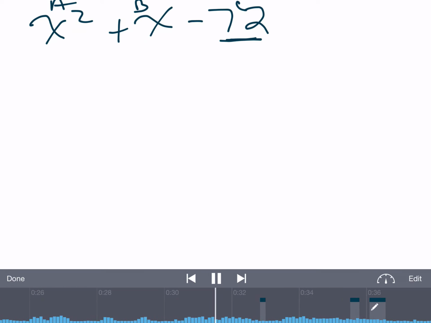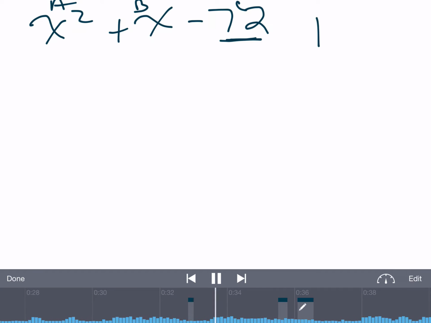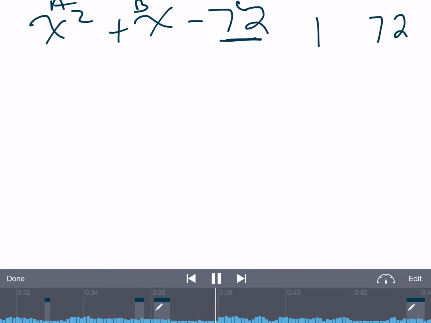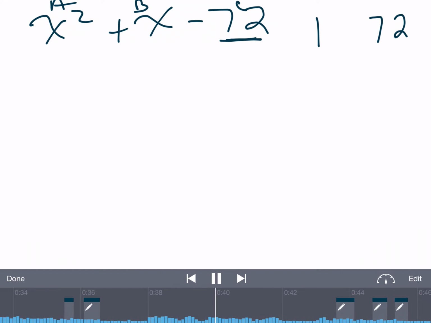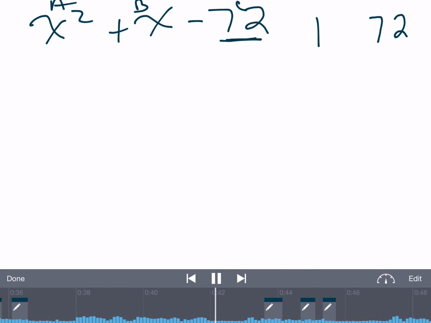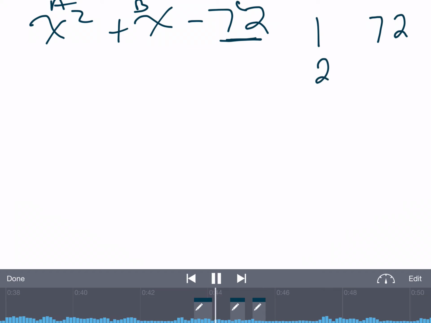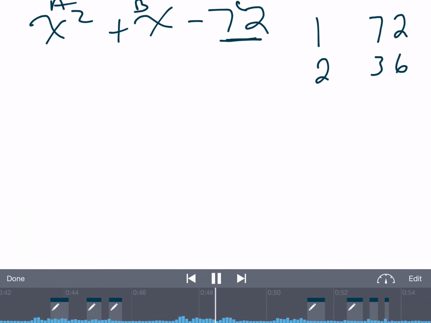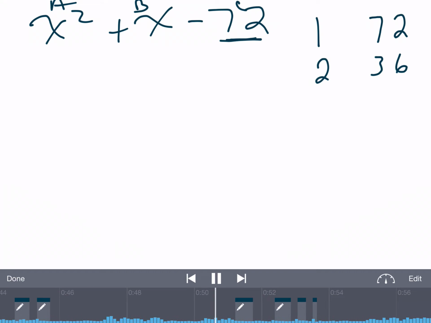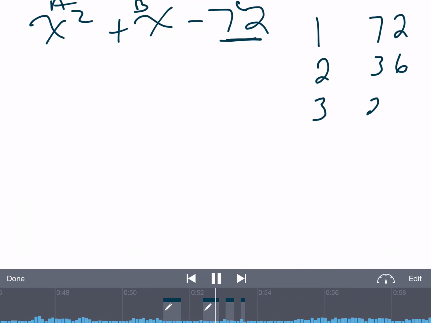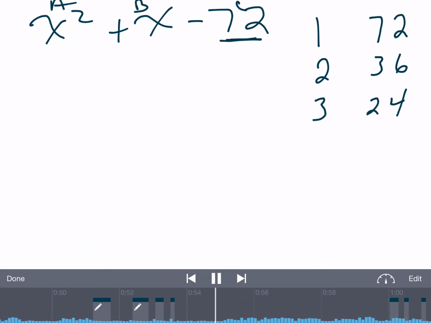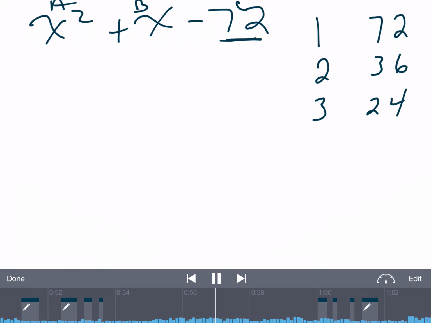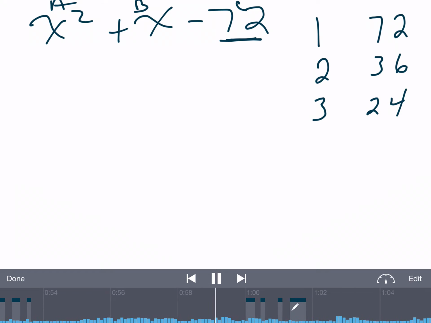So what we're going to do first is always start with 1. 1 goes into everything, and it goes into 72 72 times. So then I go ahead and look at 2. 2 goes into 72 36 times. 3 goes into 72 24 times. And I take my calculator: 72 divided by 4 gives me 18.